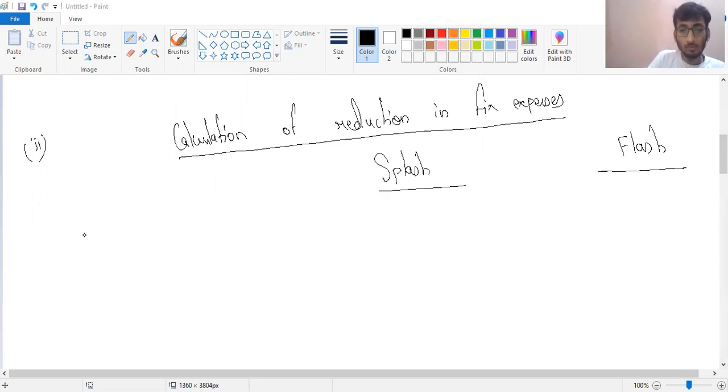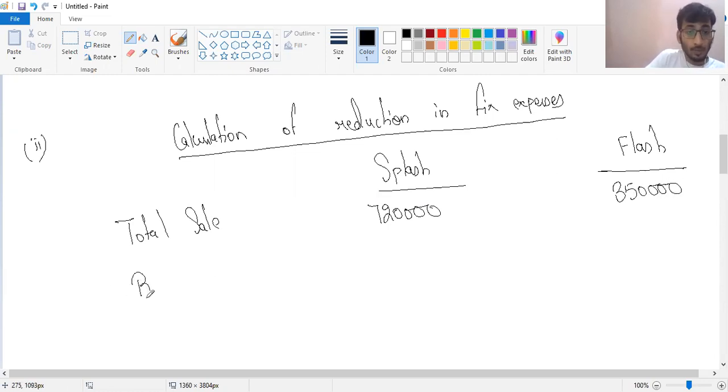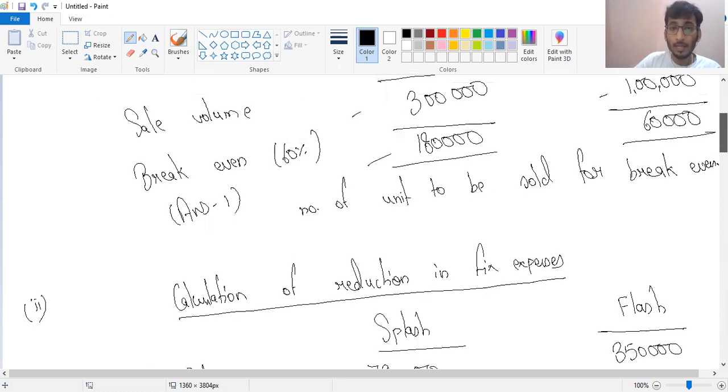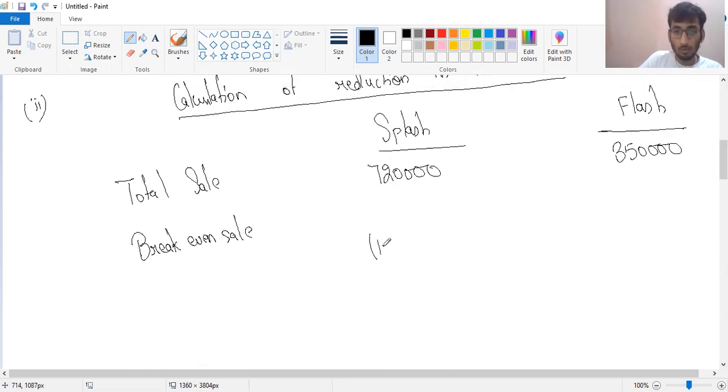So first thing is total sale. We know it is 7,20,000 and 3,50,000. Correct. And what is the break even sale? So break even sale is 1,80,000 and 60,000. And what is the price? Price is 2.4 and 3.5. Correct me if I'm wrong.